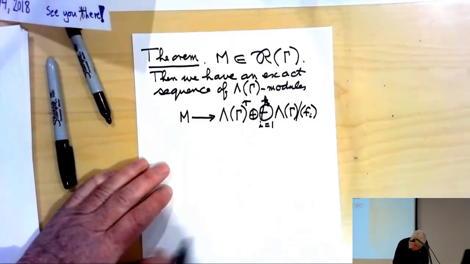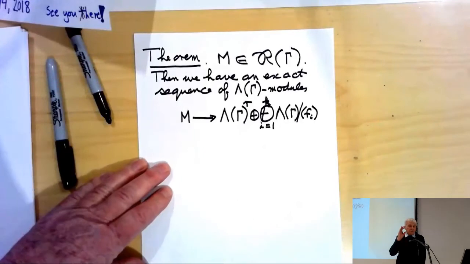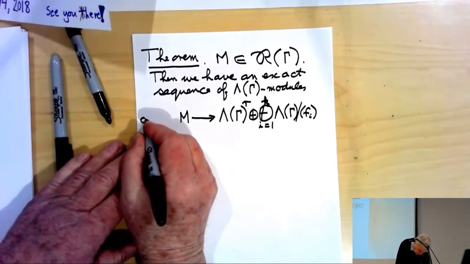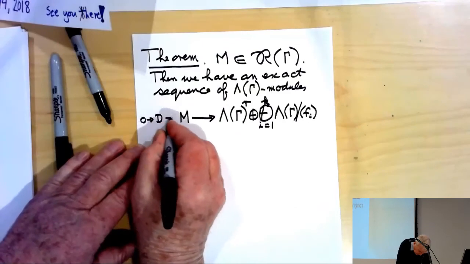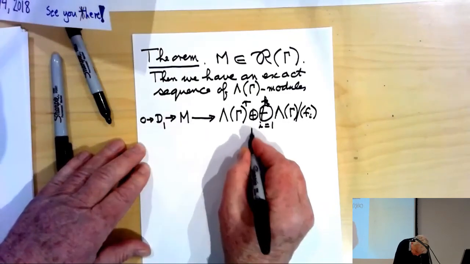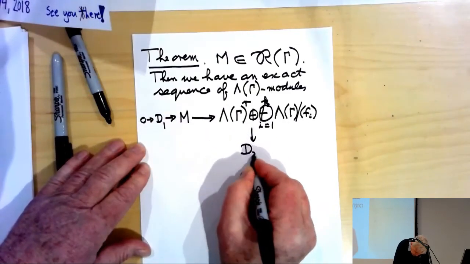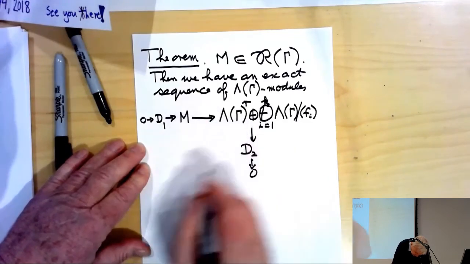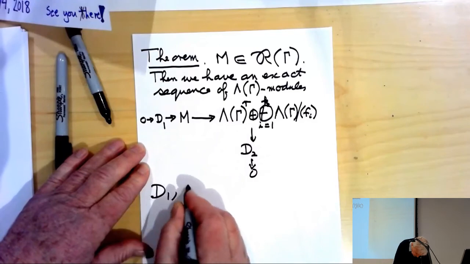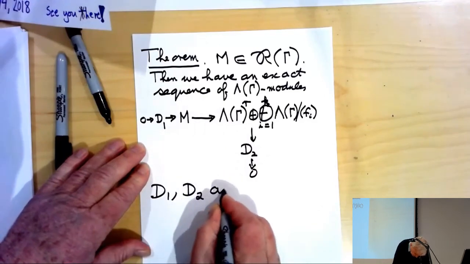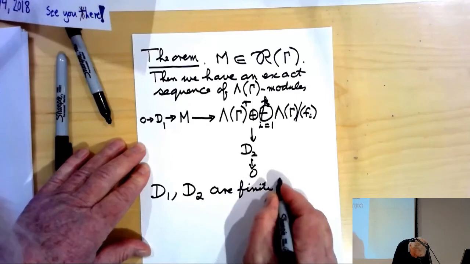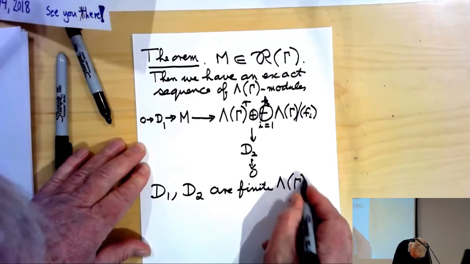So there is such a homomorphism, which is almost, which is what we call a pseudo-isomorphism. In other words, the kernel D1 and the co-kernel D2, D1 and D2 are finite lambda gamma modules.